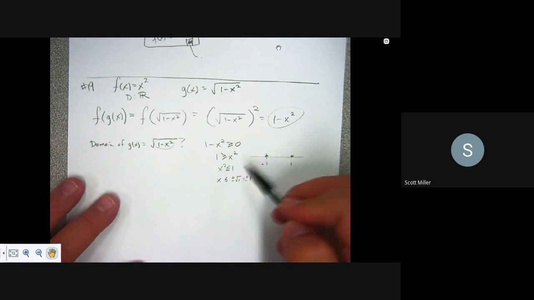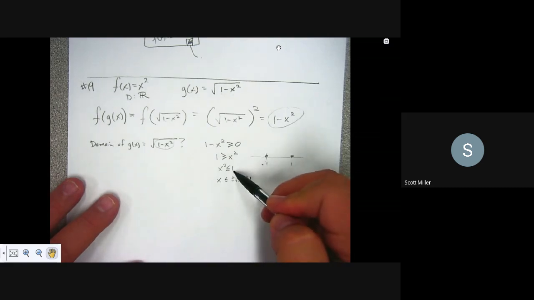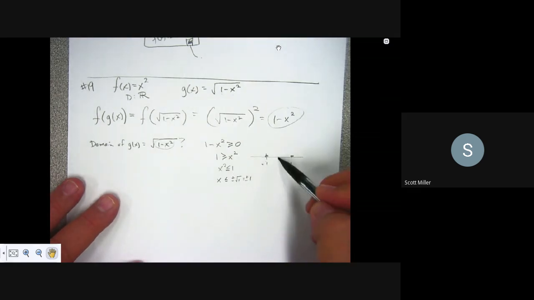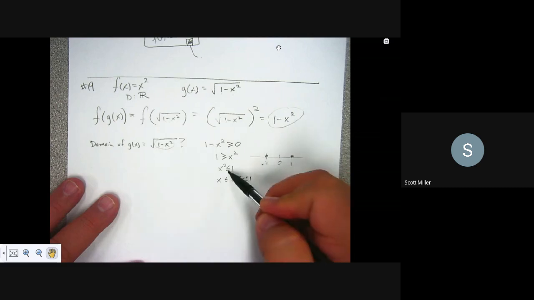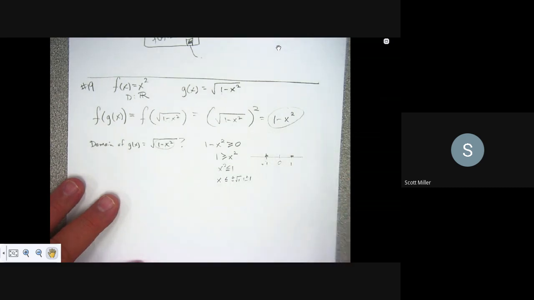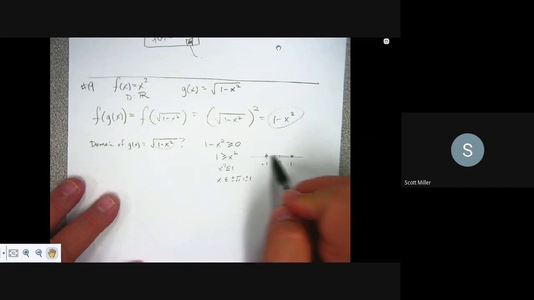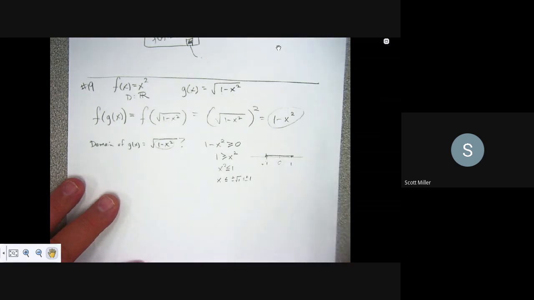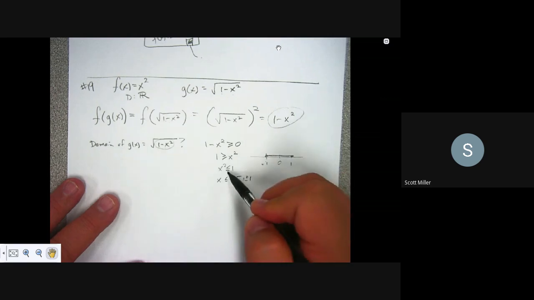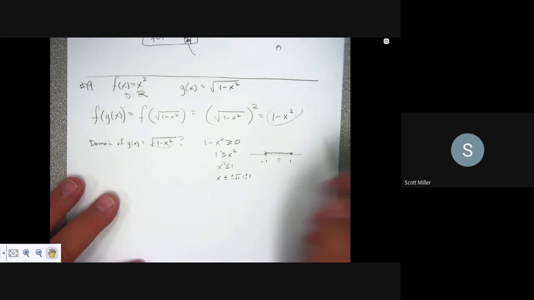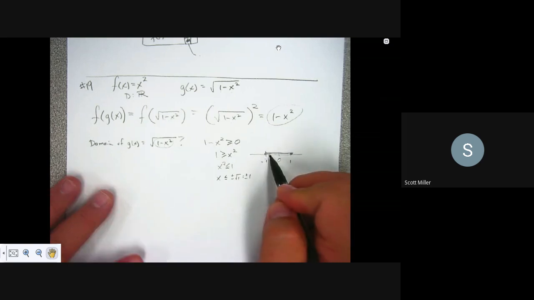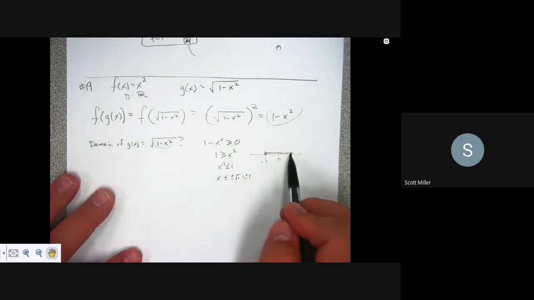So which regions satisfy this? If I take this number right here, which is 0, and plug it in, 0 squared is 0. Is 0 less than 1? And the answer is yes. That means since this point is a yes, then every point in here is yes. Any points I pick out here and I plug it in will be a no, so they're out. This is my domain. The domain of G is this region right here.